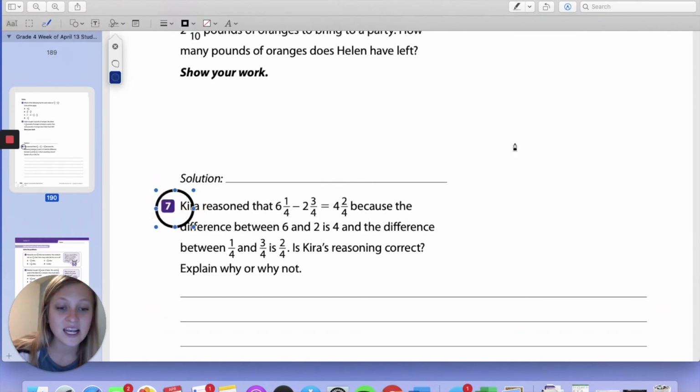So I cannot wait to hear how this week's lesson went for you, and hopefully this was just a quick little refresher and reminder on how to go about solving some problems with fractions.